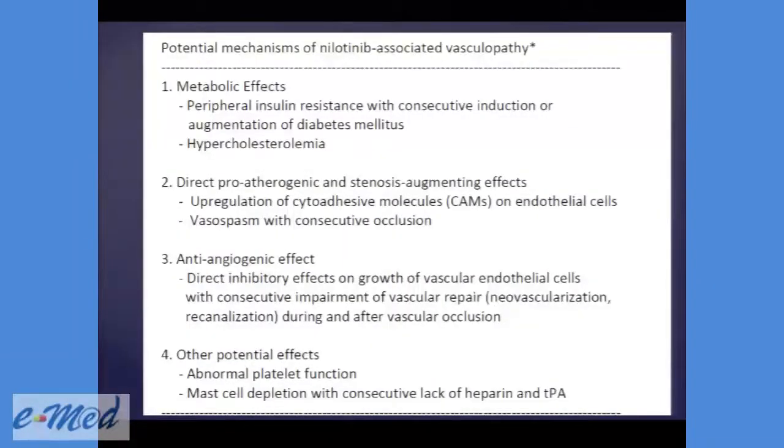Although no evidence-based firm conclusions regarding the pathogenesis of nilotinib-associated vasculopathy have been established so far, several mechanisms have been postulated. These include metabolic effects like insulin resistance and hypercholesterolemia, direct pro-atherogenic effects, and stenosis-augmenting effects like those affecting the endothelial cells, anti-angiogenic effects on endothelial cells, and abnormal platelet function effects. Further studies are needed and are underway to evaluate these potentially contributing factors.